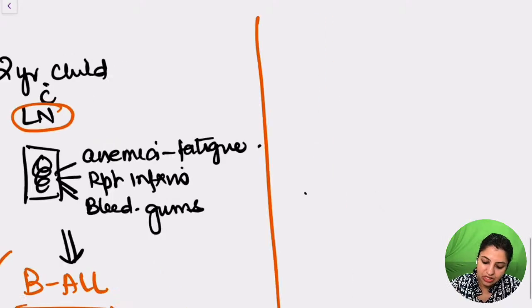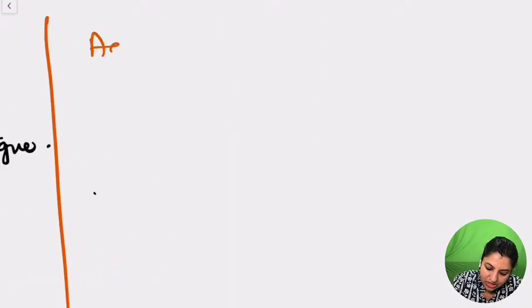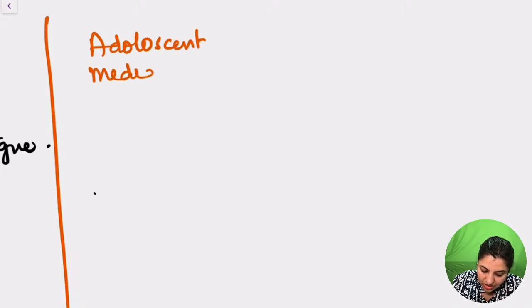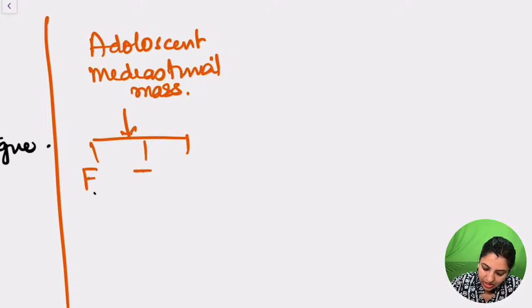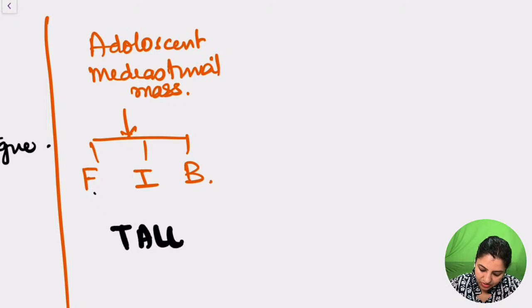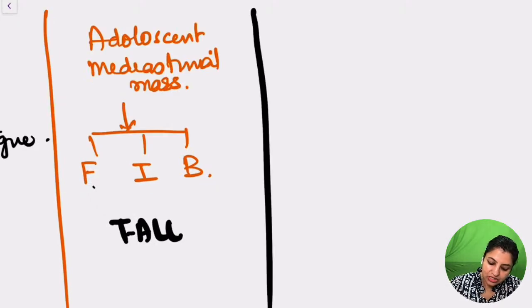Now let's go to this. Adolescent presenting with mediastinal masses. Again, three things that you should remember: fatigability, repeated infections, and bleeding gums. Your diagnosis quickly, everybody: T cell ALL. Perfect, guys. Now, let's go to the third.